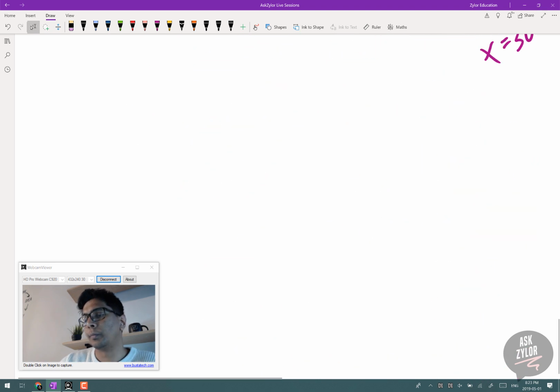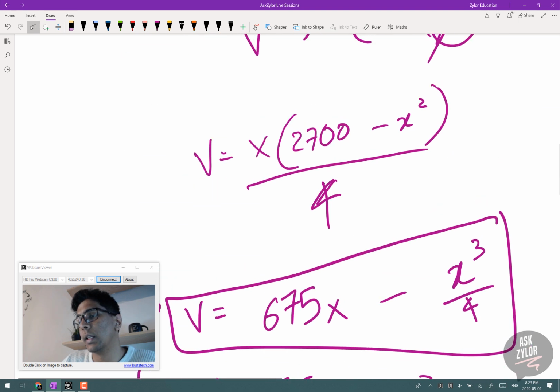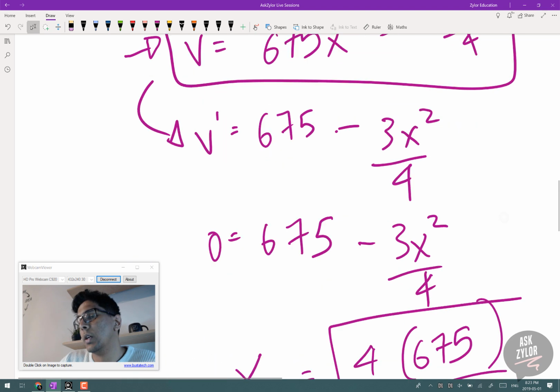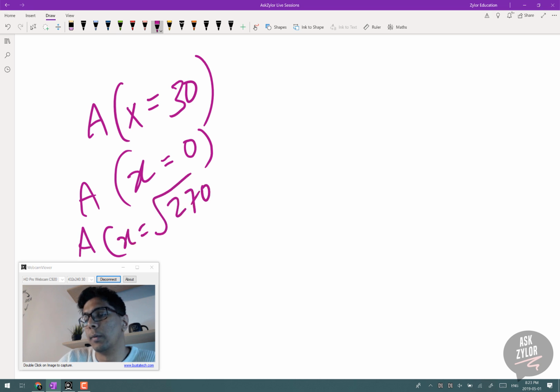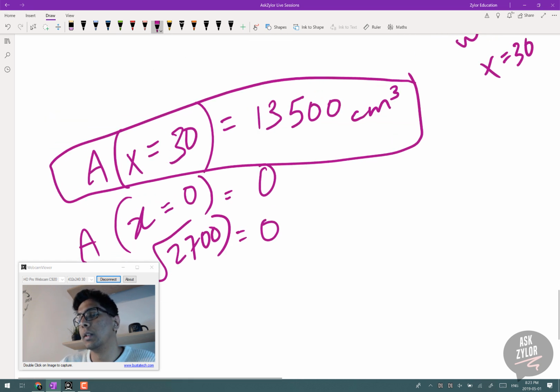So I'm going to check when x is equal to 30. I'm also checking the endpoints because I gave myself a range because x can't be less than 0 and x can't be greater than the square root of 2700. Right. So I'm going to plug those in as well. So x is equal to 0 and x is equal to square root of 2700. So x of 30 gives me 13,500 centimeter cubed. I'm just skipping some steps just to save time. And at 0 it's going to be just 0, and at square root of 2700 I get 0 as well. So my maximum volume happens when x is equal to 30.